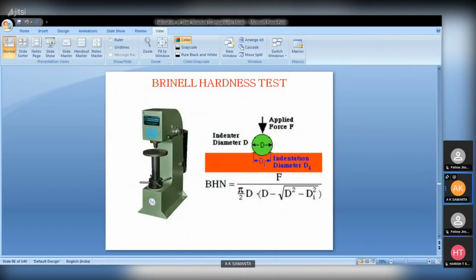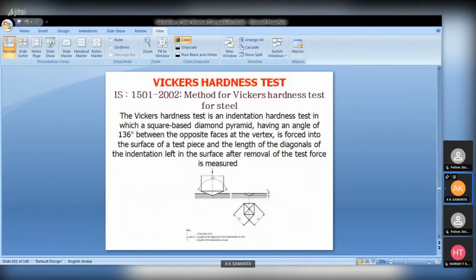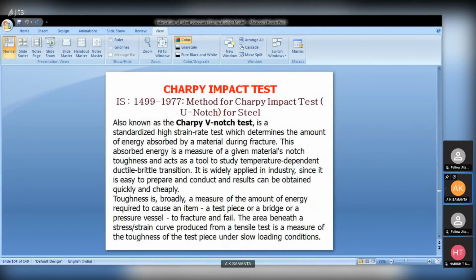Now Brinell test, Rockwell test and Vickers hardness test are there. Normally we refer to all our testing in terms of Vickers hardness number. So it indicates what the number is and what the other is.